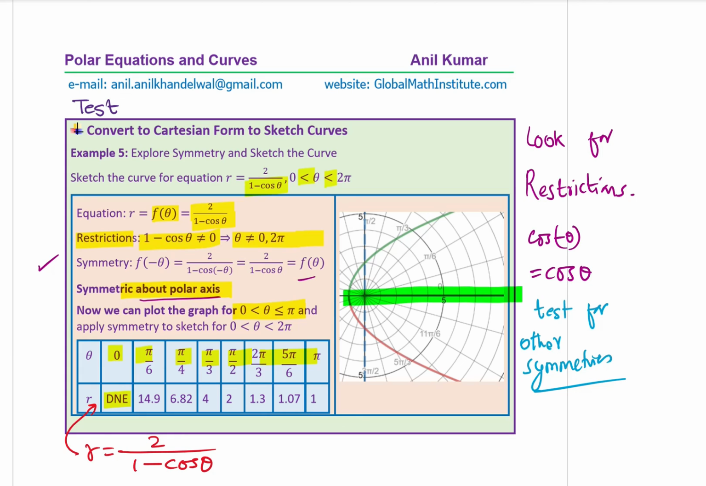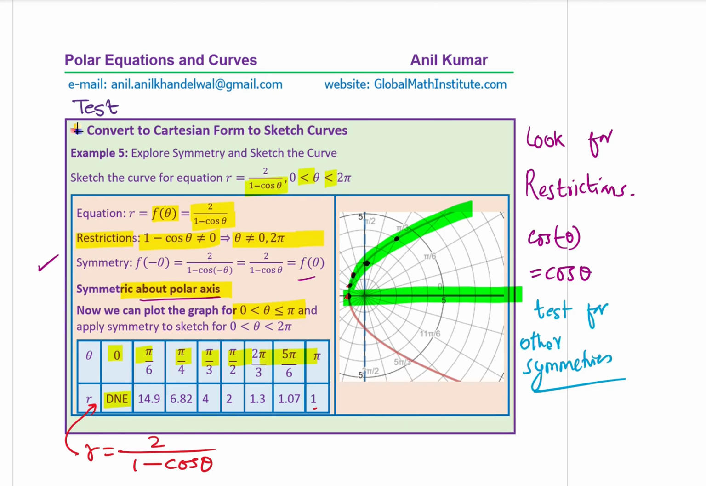Well, let me show you. We'll start from the last value here, which for pi I got the value 1. For 5 pi by 6, I'm getting 1.07, slightly bigger, so that is my 5 pi by 6. And then 1.3 for 2 pi by 3, which is right there. And then for pi by 2, it is 2, correct? So we are plotting these points one by one, and then we get the curve here. Those are a few points which I could show to you. Connect these points with a line, and then you get one half of the curve, correct?